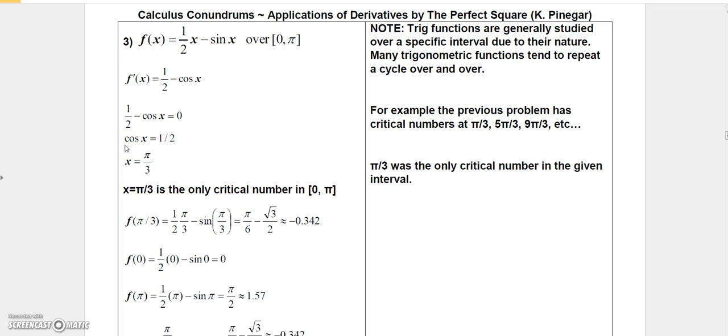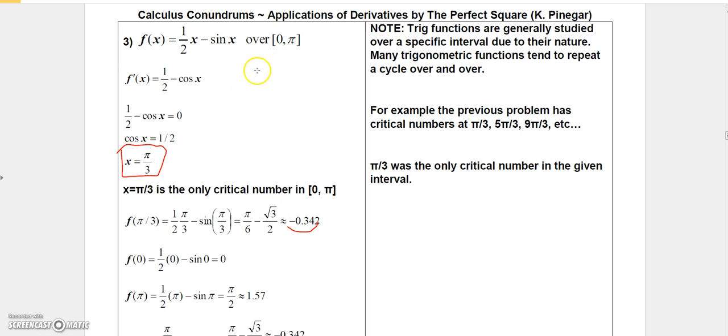Now, the only place that cosine x will equal 1/2 on 0 to pi is if x is pi over 3. So you might need to review your trig on that. Okay, so pi over 3. So now I'm going to evaluate this function at pi over 3. I get 1/2 times pi over 3, which is pi over 6, and then minus the sine of pi over 3, which is square root of 3 over 2. Since I just want to see how big this is, I grabbed a calculator and calculated pi over 6 minus square root of 3 over 2, and I got minus 0.342.